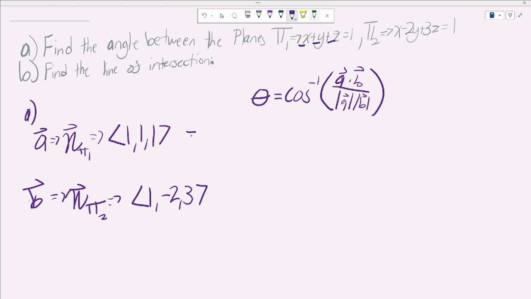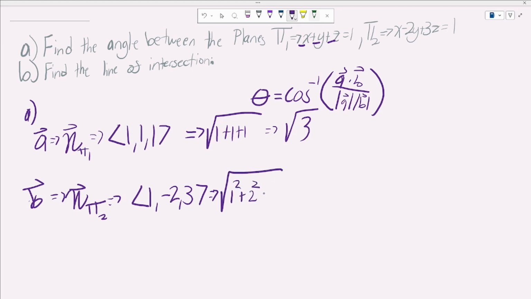And now let's find the magnitudes for each of these. The square root of 1 plus 1 plus 1 is equal to the square root of 3. And then 1 squared plus 2 squared plus 3 squared is 1 plus 4 plus 9, which is equal to the square root of 14.